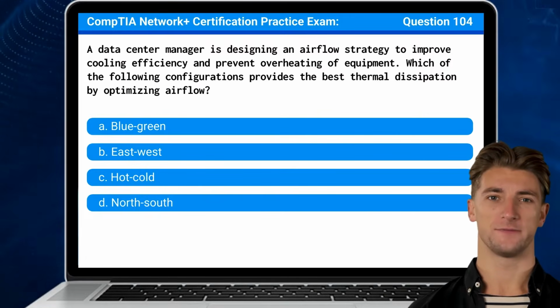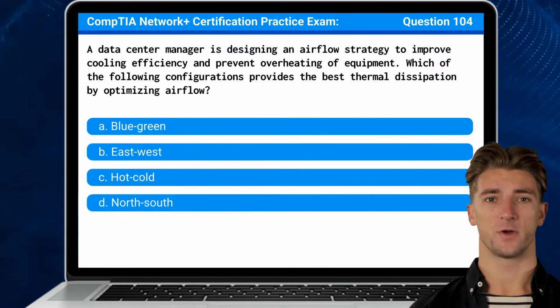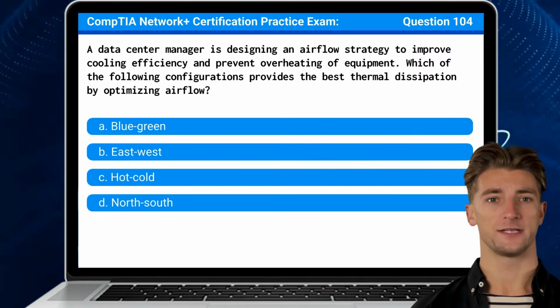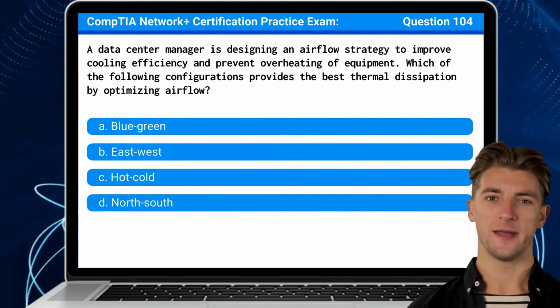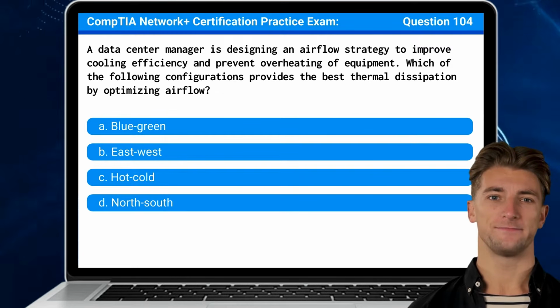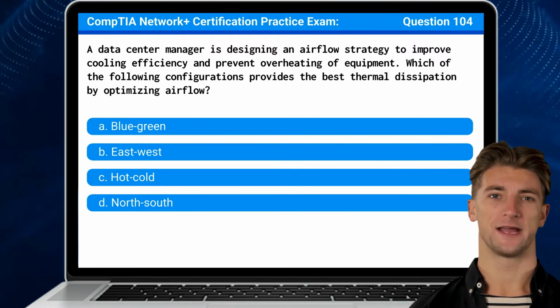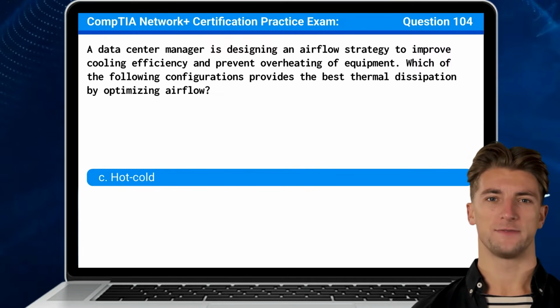Question 104. A data center manager is designing an airflow strategy to improve cooling efficiency and prevent overheating of equipment. Which of the following configurations provides the best thermal dissipation by optimizing airflow? The answer is C. Hot-cold.